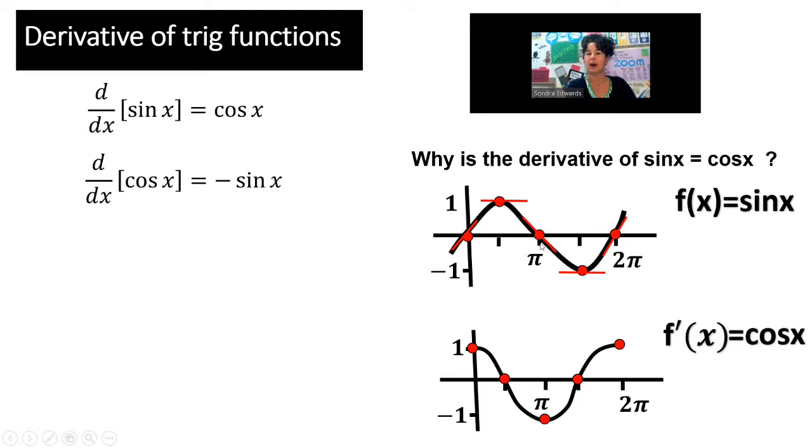Right here at pi, that is where the slope of the tangent is the steepest. So notice here at pi over 2, the slope of the tangent was 0.